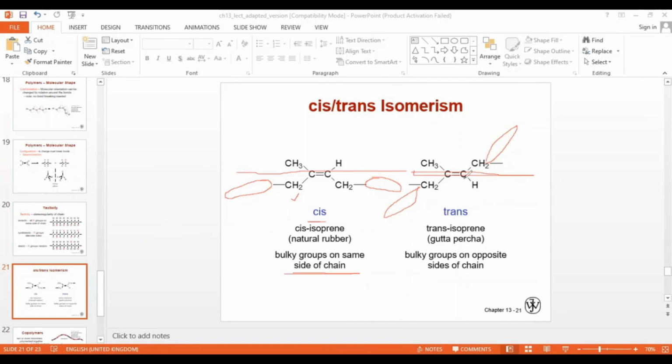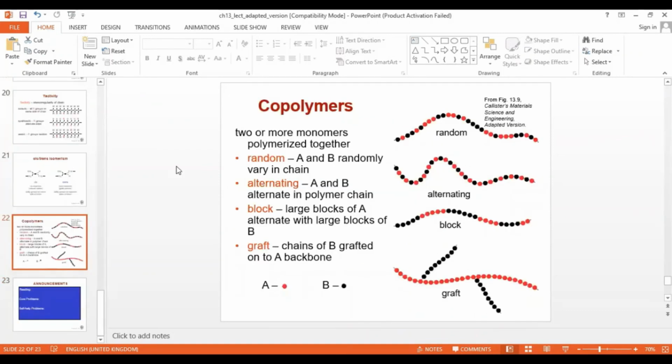In trans isomerism, the balance is a little bit good. On both sides we have bulky groups and small groups, but in cis isomerism, only on the same side we have the big molecules or big chains. So this is what is called cis isomerism, and this is known as trans isomerism. This is the definition. Then we have copolymers.